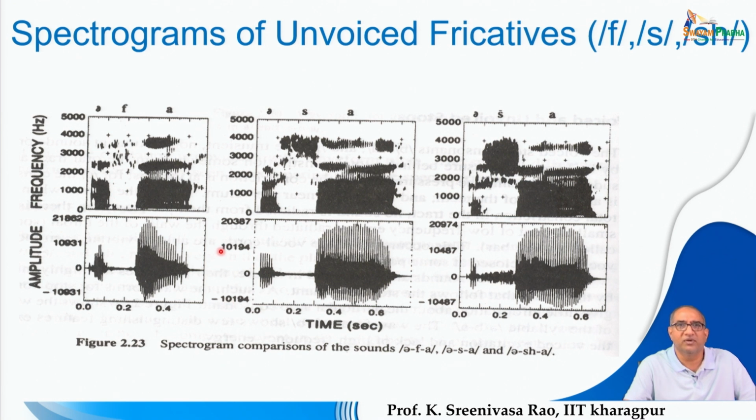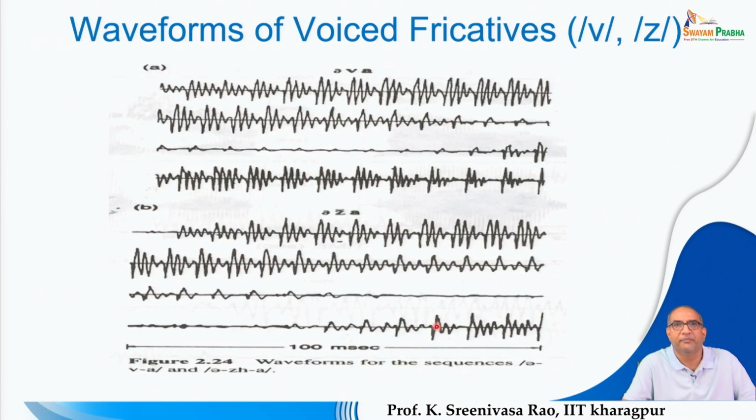For all of them you can see that there is no periodic structure, but if you look here, the vowels are used at both ends, where you can see a periodic structure, and the same periodic structure is also observed in the spectrograms as vertical striations. Whereas in the noisy portions you do not observe any striations, because they are unvoiced fricatives. And now, the counterparts of unvoiced fricatives are the voiced fricatives.